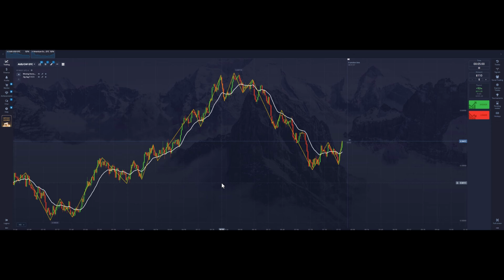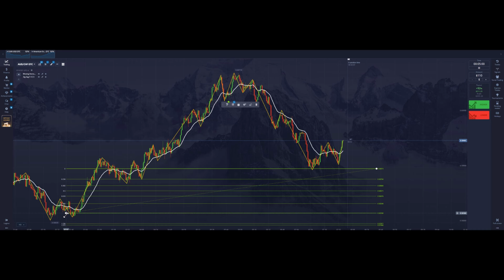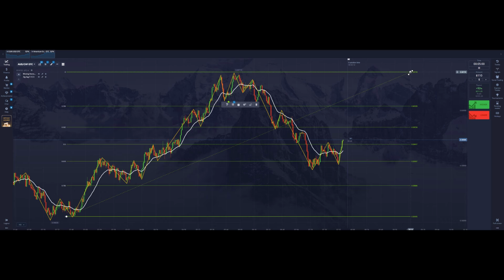Hey guys, how's it going? JD here, trying to clock in, see what we can find. And man, right out the gate, this Audi Swiss. It's looking okay. See if we're coming out the sweet spot right now. Ooh, we are, just came out.